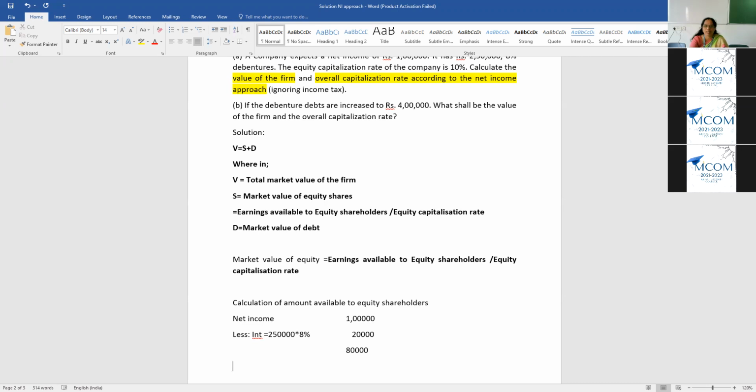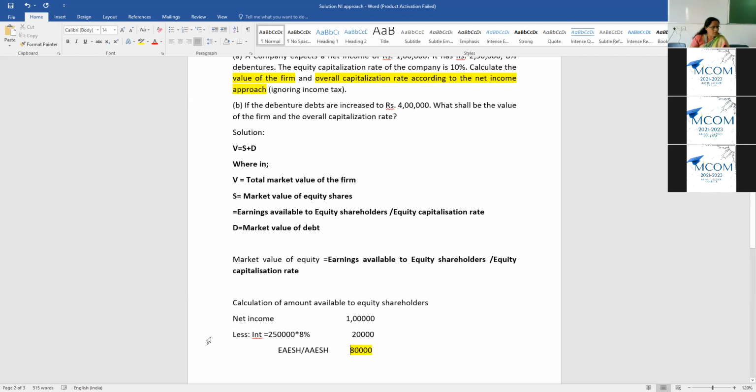Now, if we have tax, we can minus it. Do we have tax in the problem? We don't have tax in the problem, so we are ignoring tax. As we are ignoring tax, the next one eligible to be paid is preference shareholders. Do we have any preference shareholders? No, ma'am. So this is the final amount available to the equity shareholders. You can call it earnings available to equity shareholders, or amount available to equity shareholders. I've written it in short form.